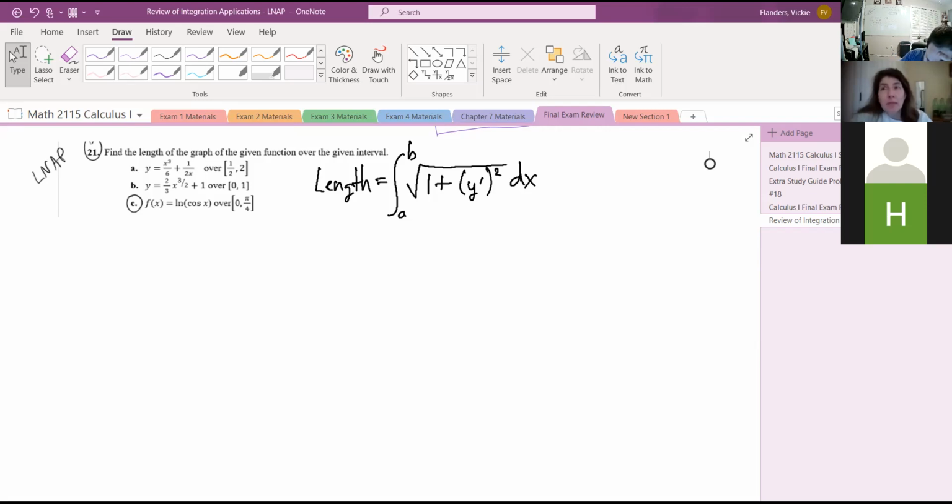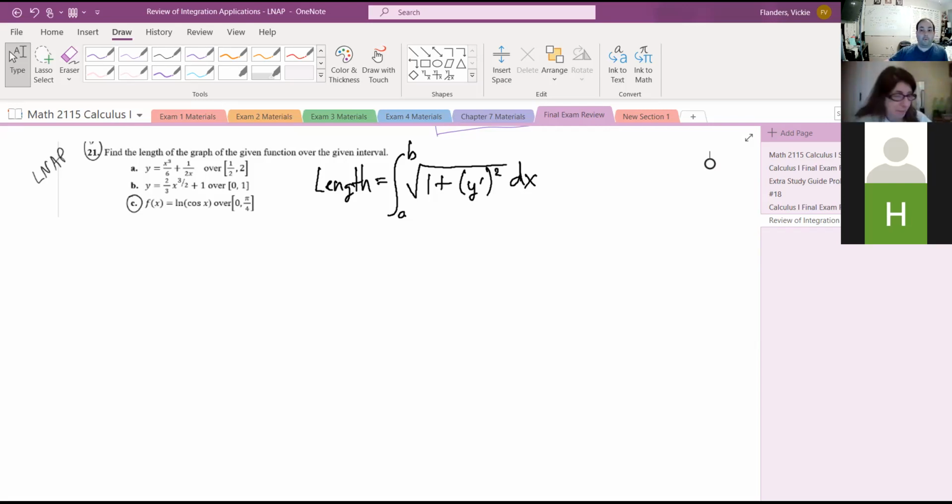Let me say one more thing, Dave, before you get started. Sometimes I've had students who don't even know what to do in this problem because it doesn't say arc length. Arc length is the length of a curve. You can have a straight line and find the length as well. The length of the graph means arc length. I've had students who have no idea what to do in this problem, so it's just the terminology. Okay, go ahead.